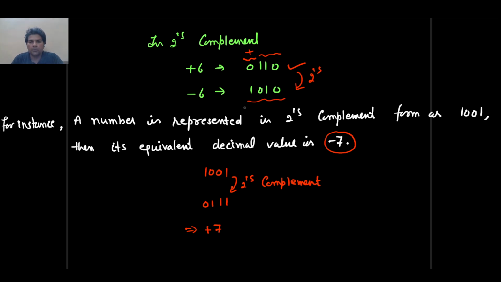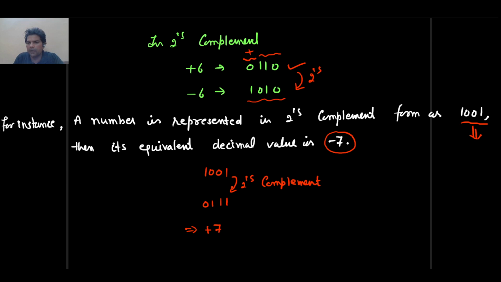Correct? Now one more example: a number is represented in 2's complement form, this one. What is the decimal equivalent? First point: the MSB is 1. So it is understood that this number is negative.